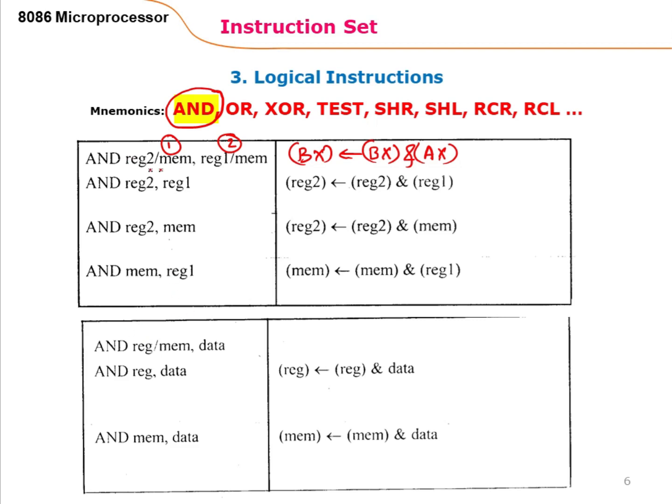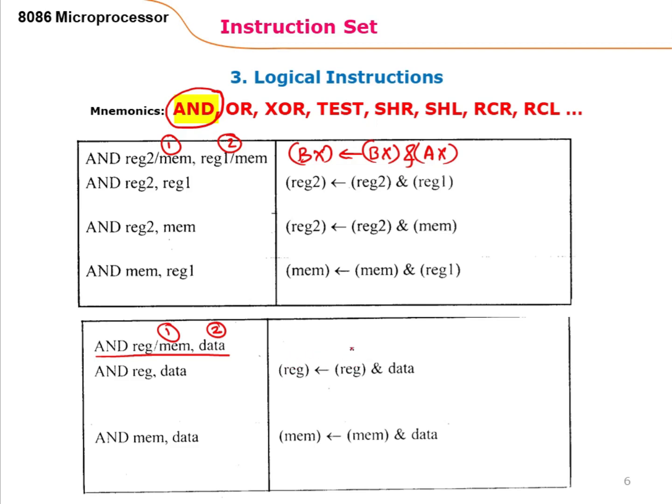Here we are using a memory location. We can use this AND instruction with a register or memory as the first operand, and the second operand can be immediate data. So we can directly AND the contents of a register or memory with the immediate data, and the result will be stored in the given register.